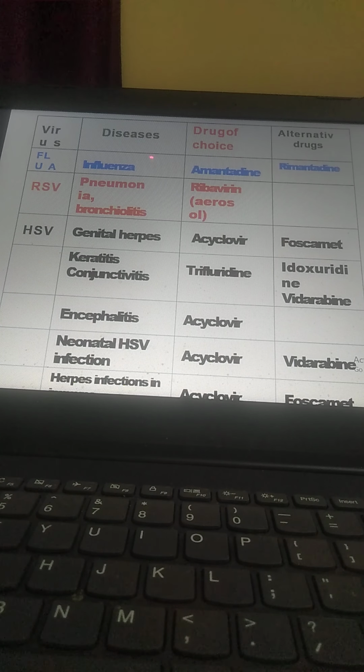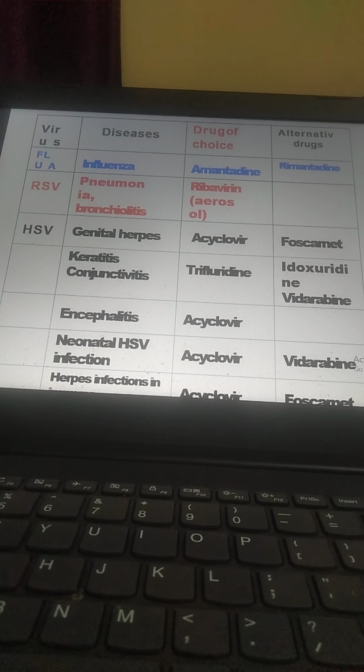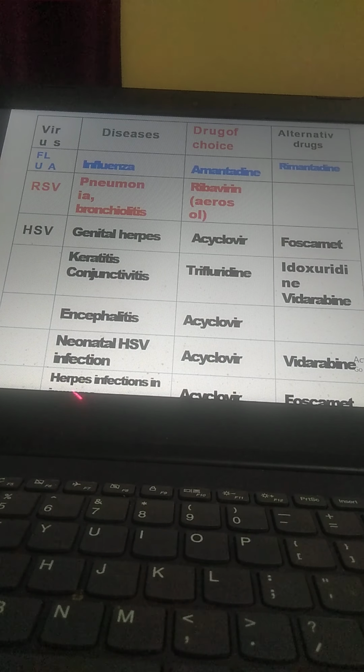Now you have to remember these diseases. Influenza: amantadine, with rimantadine as alternative. Pneumonia, bronchiolitis: ribavirin is the drug of choice, and we don't have an alternative. Genital herpes: acyclovir, with foscarnet as another. Keratitis, conjunctivitis: trifluridine, and idoxuridine is the alternative. Encephalitis: acyclovir is the drug of choice. Neonatal HSV infection: acyclovir. Herpes infection: acyclovir, and foscarnet is the alternative.